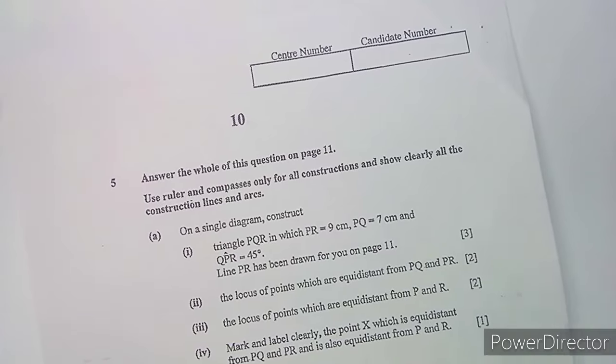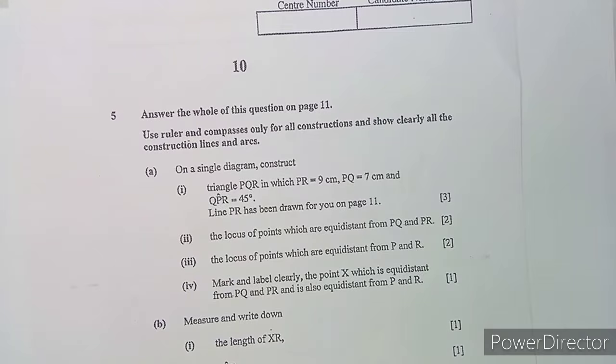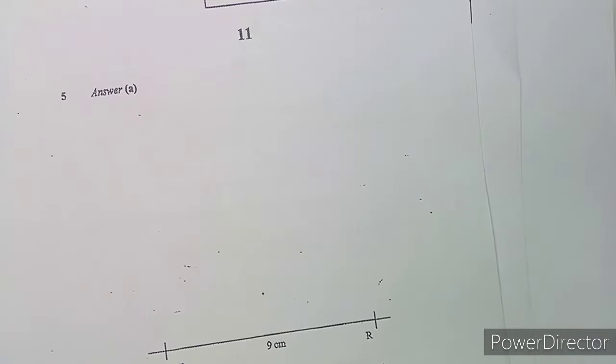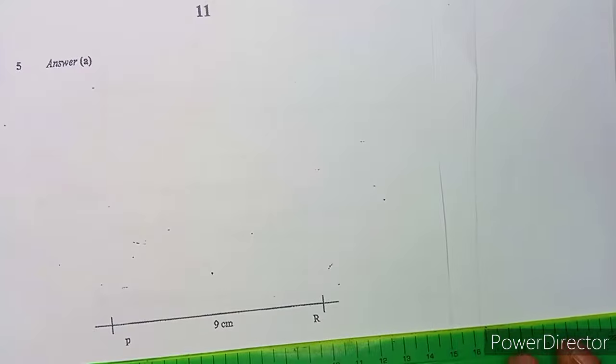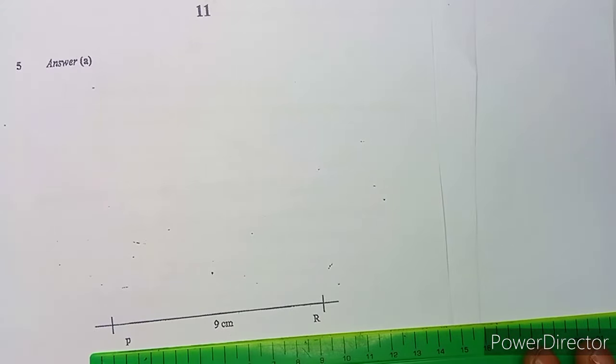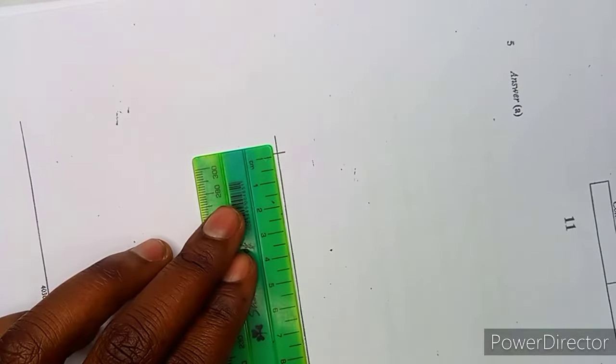Then on question number 5, we are given the construction. Like I always say, guys, I'm just going to redraw the given condition that we have. Let me see what is happening here. If I measure this line here, this is my AB, which is supposed to be 9 centimeters. Let me put it this way so that I measure properly, because the ruler that I'm using is too big.